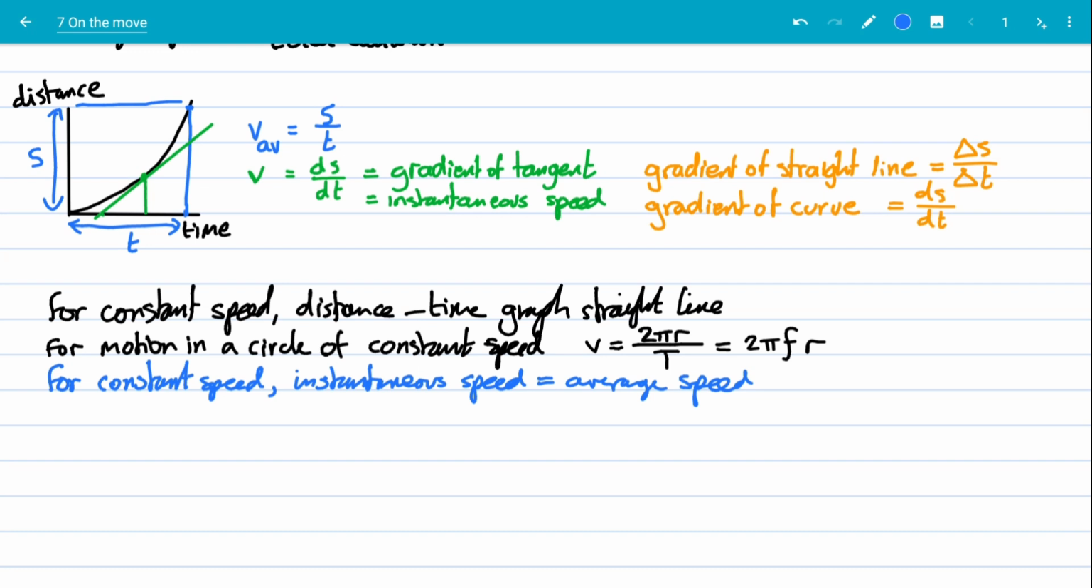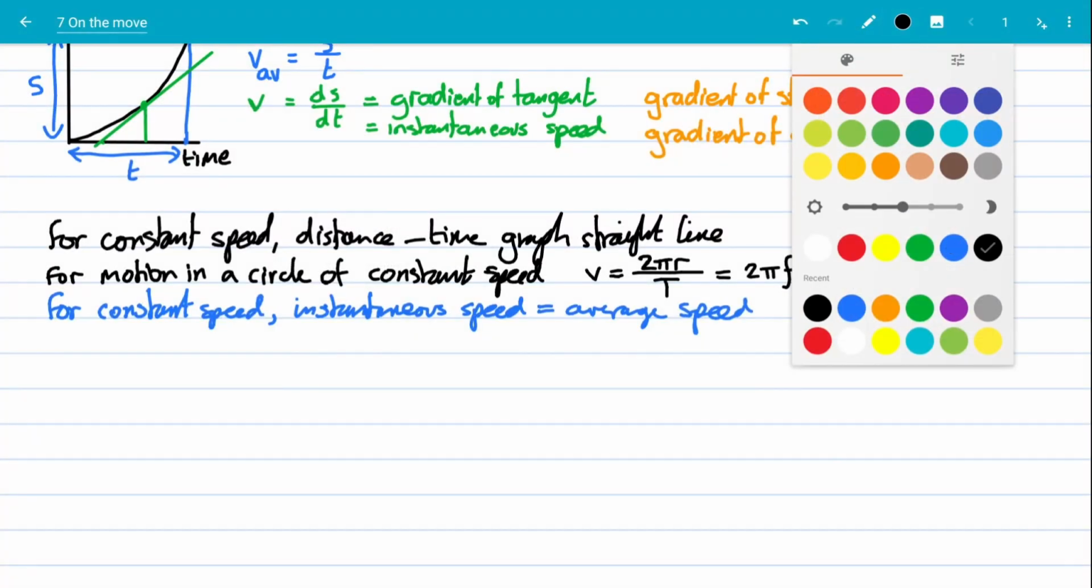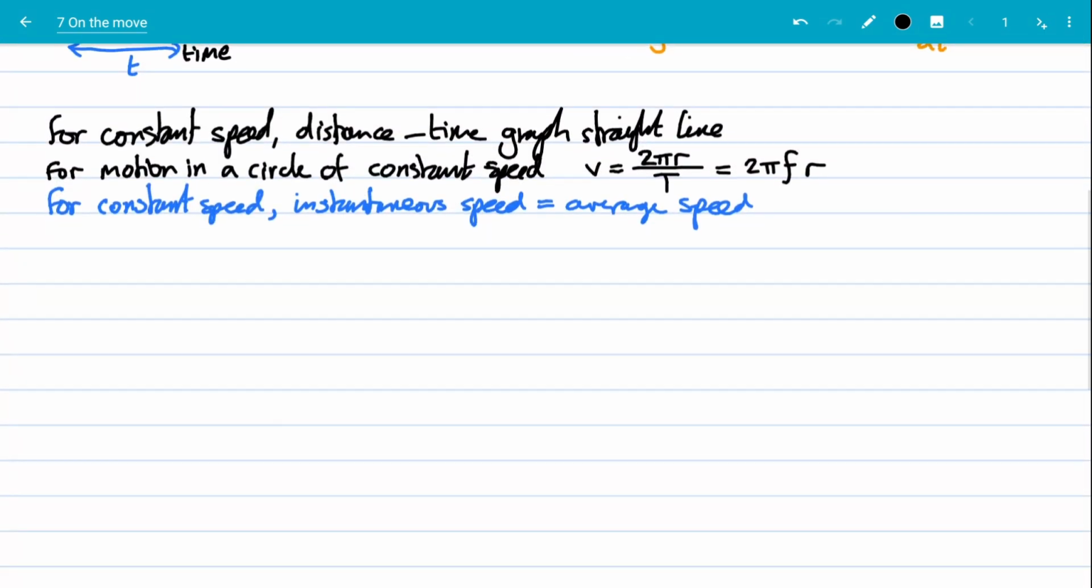Okay, so we've talked a little bit about distance time graphs with our little sketch there. Distance traveled divided by the time taken is the gradient of the line. It's all there in our notes. So let's move on to velocity then. This is all about speed so far. So what about velocity?